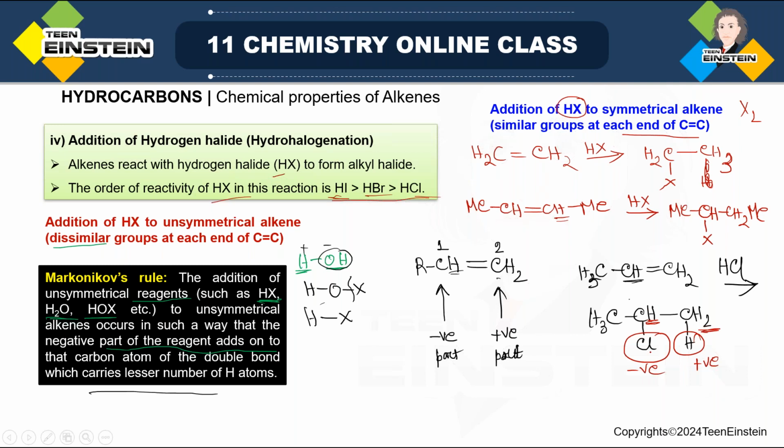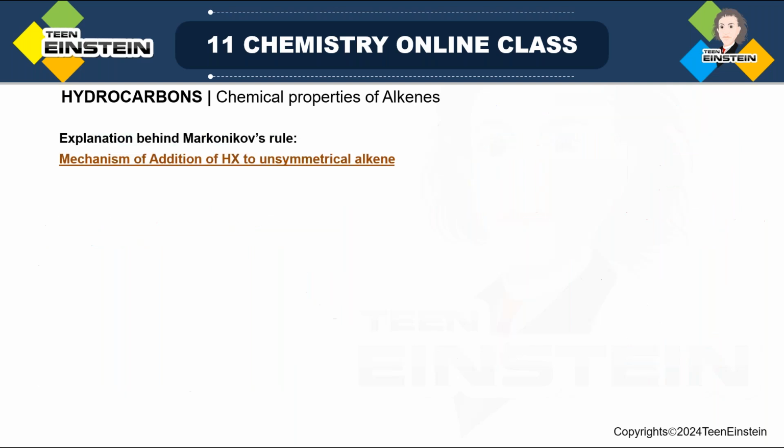Now this is the rule, that is the Markovnikov rule. But why do we have this rule, what is the explanation behind this rule? If we want to understand that, then we first have to write the mechanism, because without the mechanism we will not be able to understand what is actually going on here. Why the Markovnikov rule holds, why we are getting the product according to the Markovnikov rule, that answer we can get only through the mechanism. So for the explanation behind Markovnikov's rule, we have to understand the addition of HX to some unsymmetrical alkene.